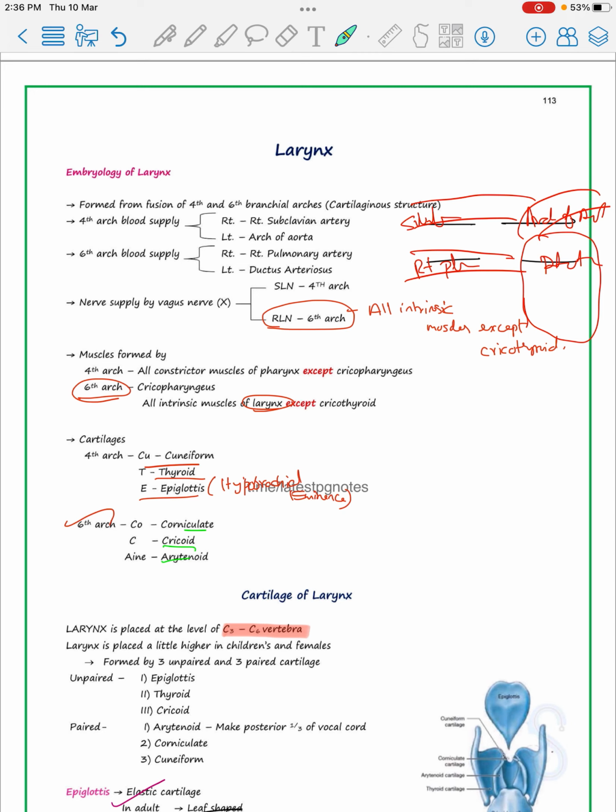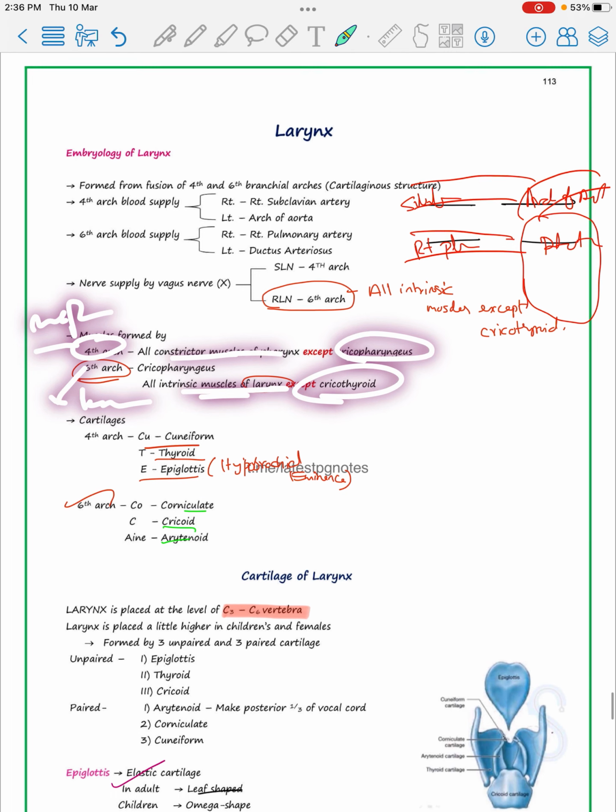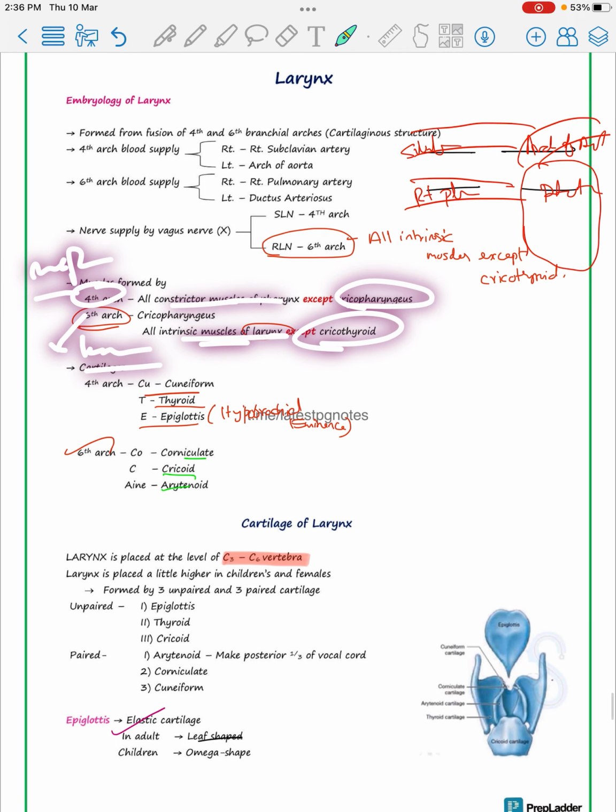Then muscles, when we see this fourth arch, it forms all constrictor muscles of pharynx except cricopharyngeus. This fourth arch forms muscles of pharynx. Sixth arch forms the muscles of larynx. It forms all muscles except cricothyroid. Okay, then let's see about the cartilages.